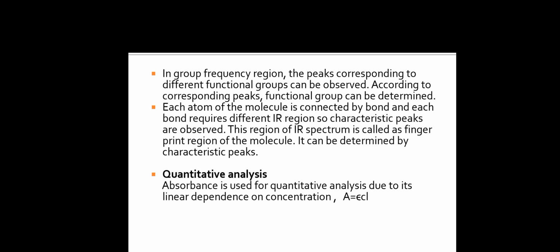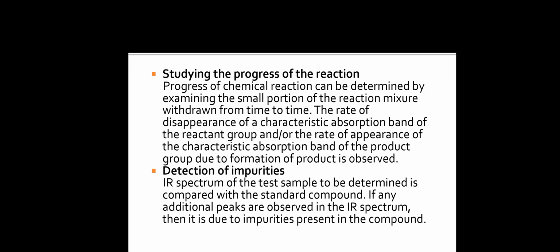Absorbance is used for quantitative analysis due to its linear dependence on concentration, with the formula A equals epsilon C l, where C is concentration, l is the path length, and A is the absorbance. Now, it is also used for studying the progress of a reaction. Progress of a chemical reaction can be determined by examining a small portion of the reaction mixture withdrawn from time to time, and the variation in the sample is then measured.